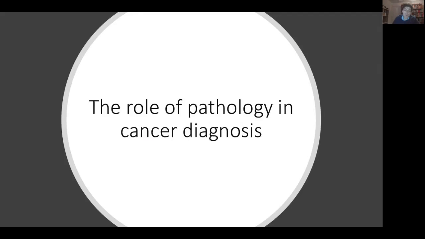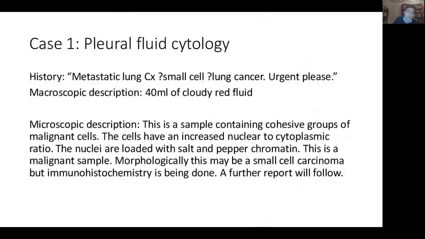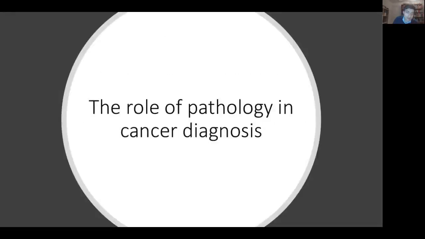We'll move on to talk about pathology in cancer diagnosis. Our histopathology colleagues are really the absolute salt of the hospital. We couldn't work without them. They do a heroic job behind the scenes. They are very much the unseen heroes of the whole process of diagnosis.